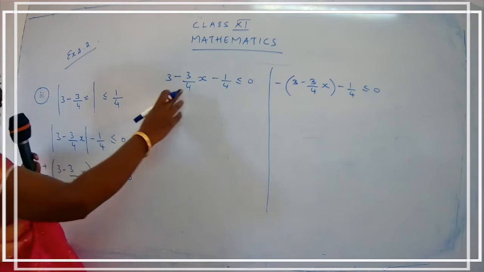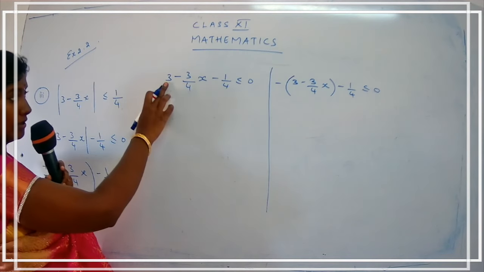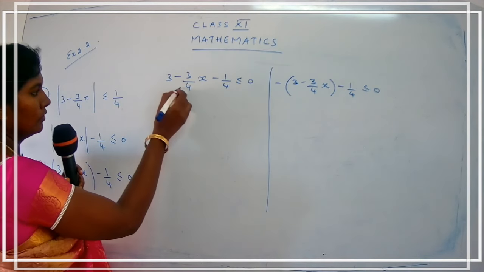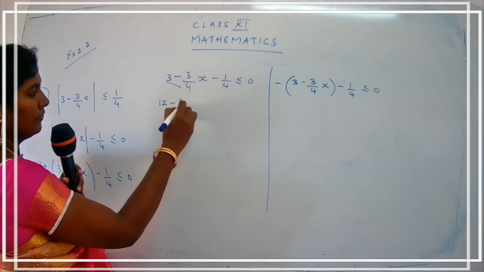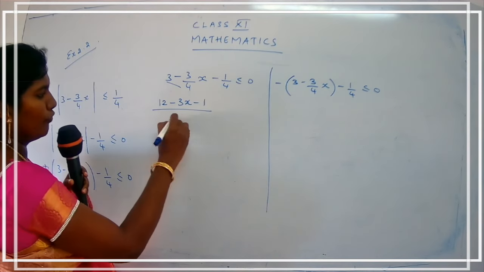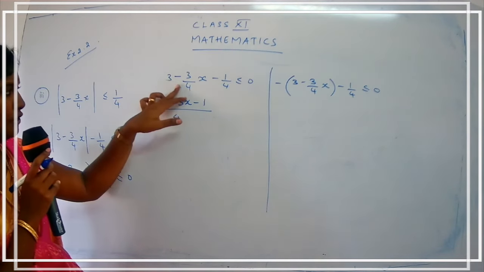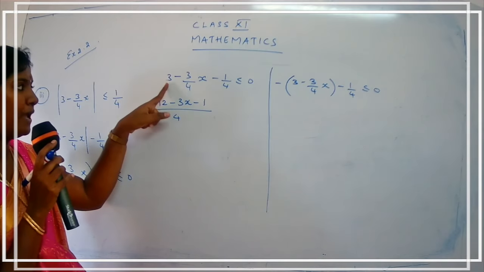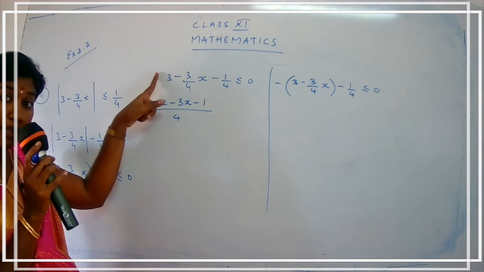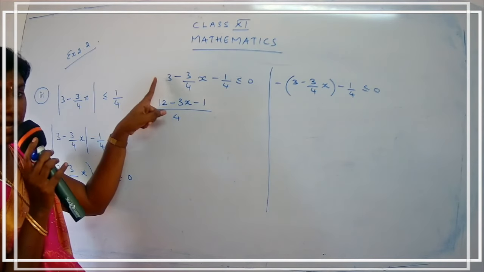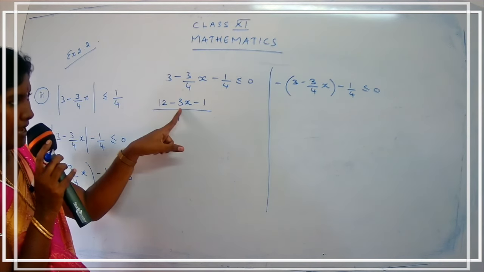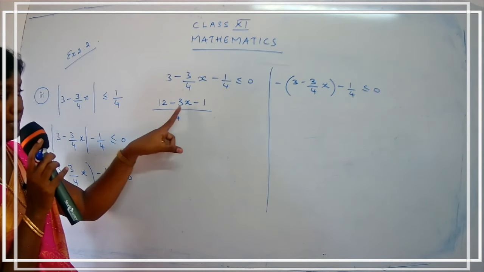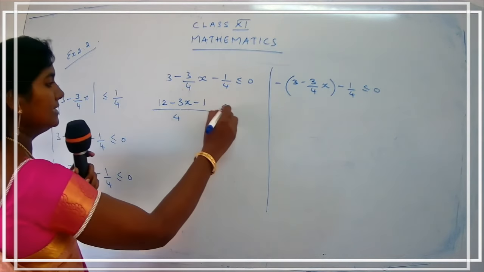Let's simplify. Here we have the denominators 4, 4. So I'll take the LCM as 4. I'll multiply by 4. So 12 minus 3x minus 1 upon 4. Are you clear with this step, children? See here, what is the denominator here? 4. And what is the denominator here? 4. So I want to make the denominator 4. If I want to make the denominator 4, I have to multiply by 4 in the numerator part also. So 4 3s are 12. Okay, 12 minus 3x minus 1 upon 4, because I have just taken the LCM for it. So 12 minus 3x minus 1 upon 4 less than or equal to 0.